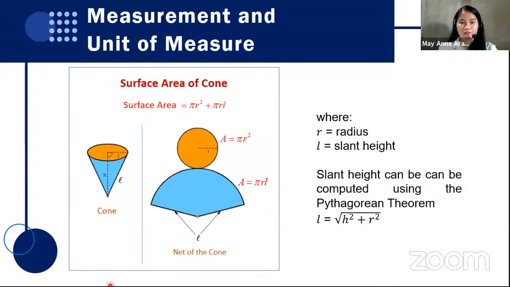And next, we have the surface area of the cone. So you have the area of the circle, just pi rl. Just get the sum of this. You have pi r squared plus pi rl, where L is the slant height. And you can solve for the slant height by using the Pythagorean theorem, where L is equal to the square root of the sum of the square of the height and the radius.